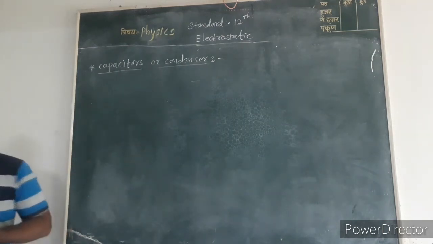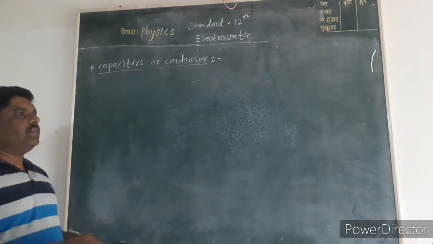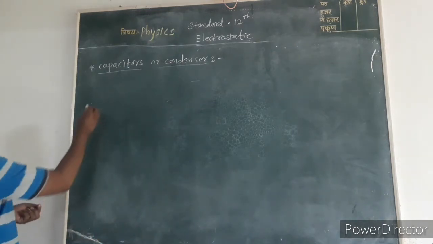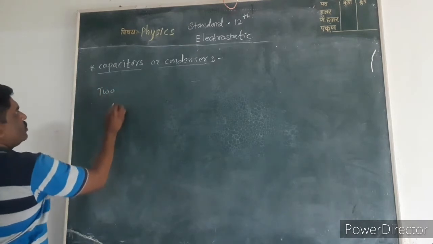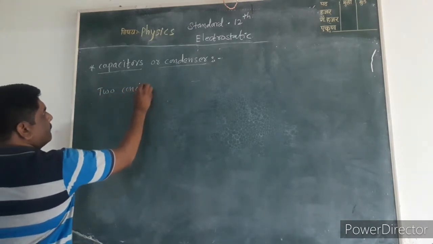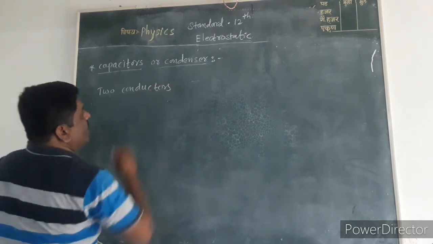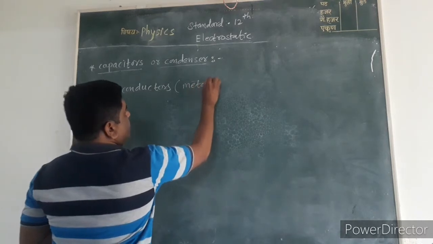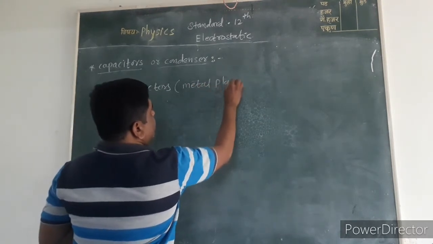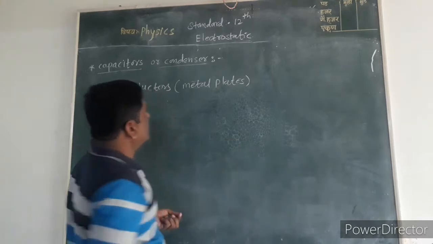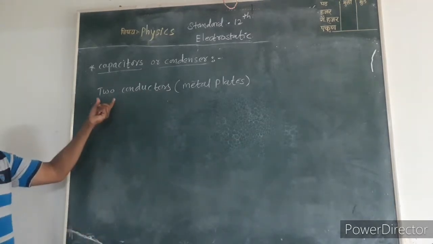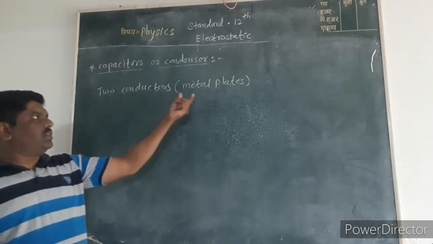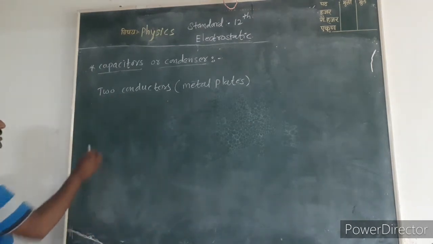Capacitor is an electrical device. This capacitor is nothing but two conductors or metal plates.